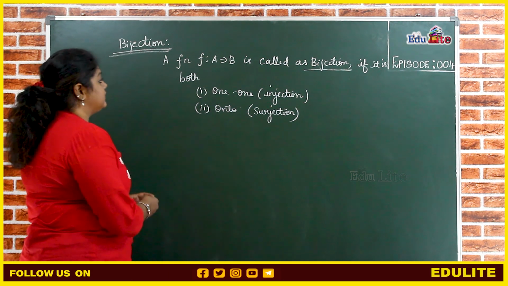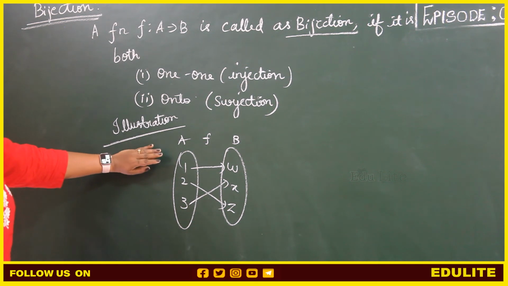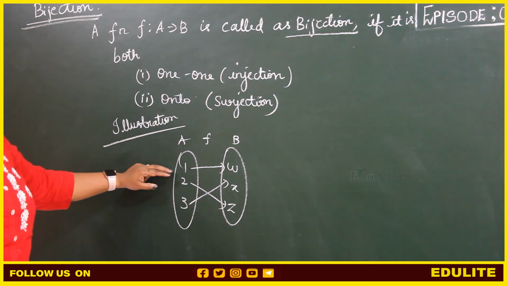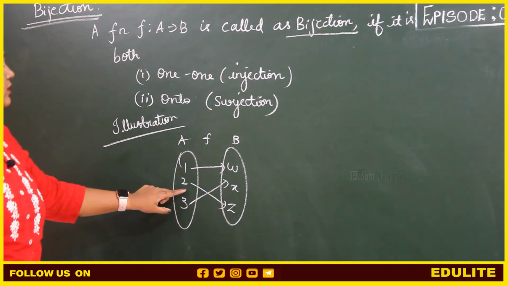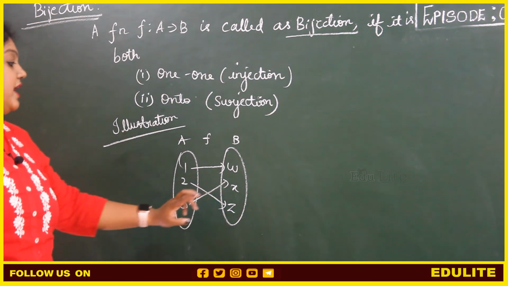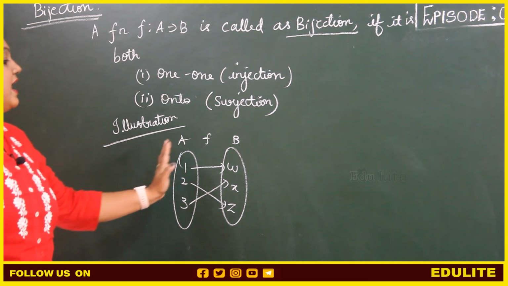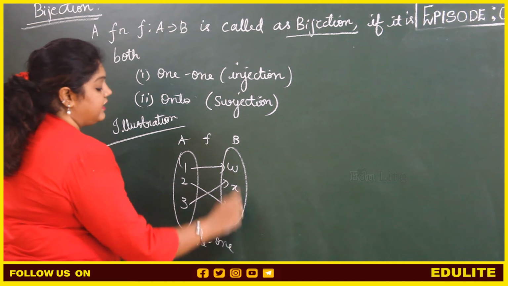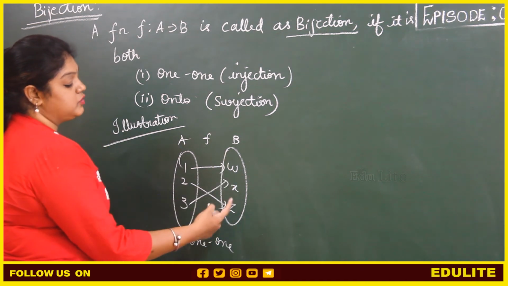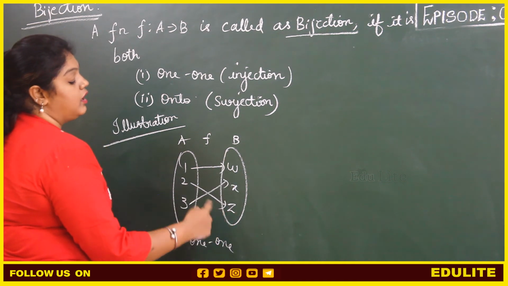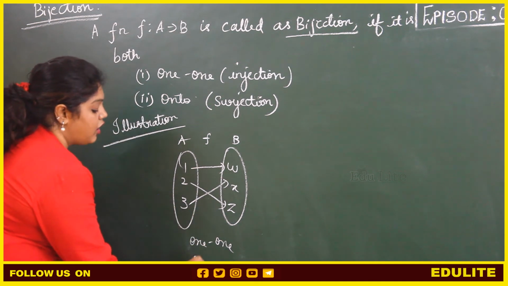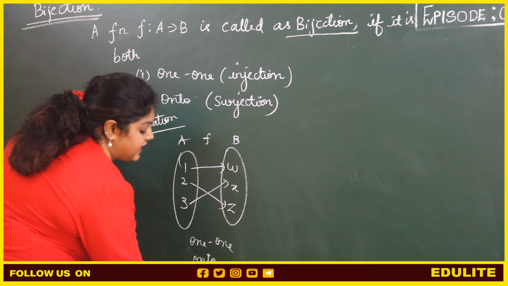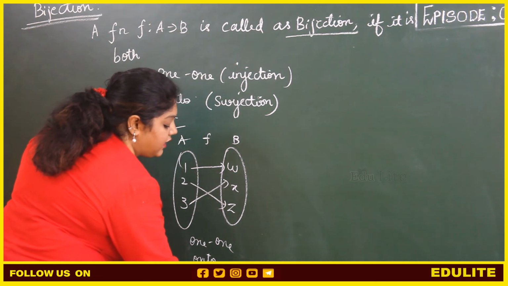So let us see an example for this. Is this function a bijection or not? Let us see. According to the bijection, it should be one-to-one and onto. This is a one-to-one function because 1 has image W, 2 has image Z, 3 has image X. Every distinct element in A has a distinct image. So the one-to-one condition is satisfied. Next, the range of f is equal to the codomain of f, which means there is no element which is not an image. Therefore, this is an onto function as well. It is a bijection. If it satisfies both one-to-one and onto, then it is called a bijection.